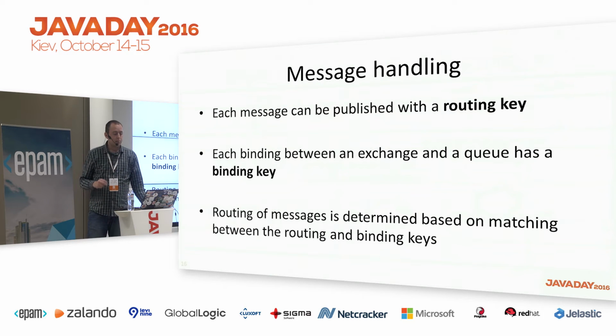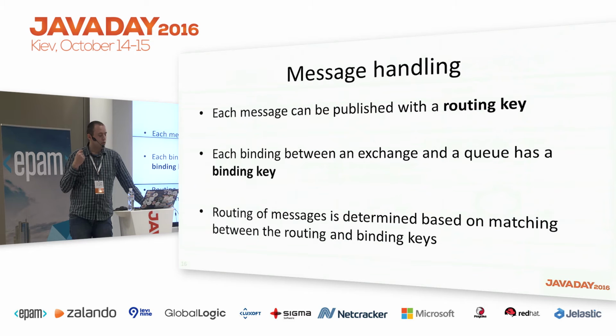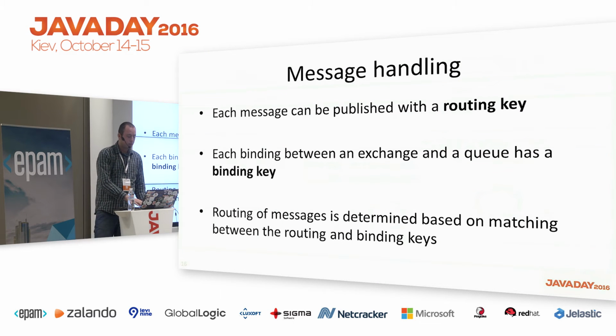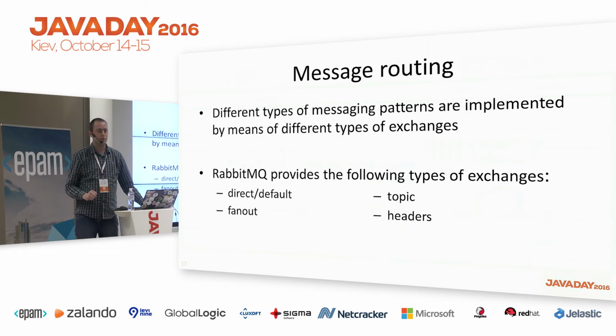Each message can be published with a routing key, and that routing key should match a binding key so that the message is delivered to one or more queues. And in that regard, we have different types of exchanges defined by RabbitMQ. We have the direct or default exchange, where a message is sent to exactly one queue from an exchange. We have the topic and the Fanout exchanges, which implement broadcast and multicast types of communication at the level of the message broker, where we send a message from an exchange to one or more queues.